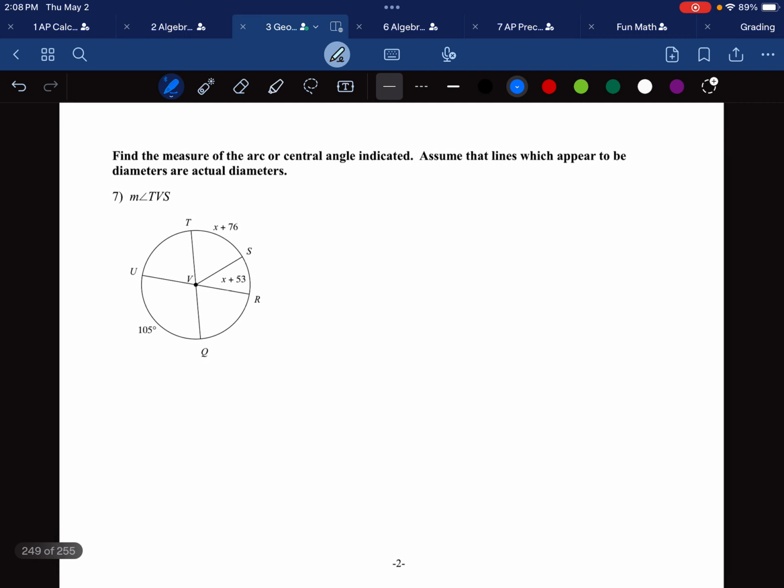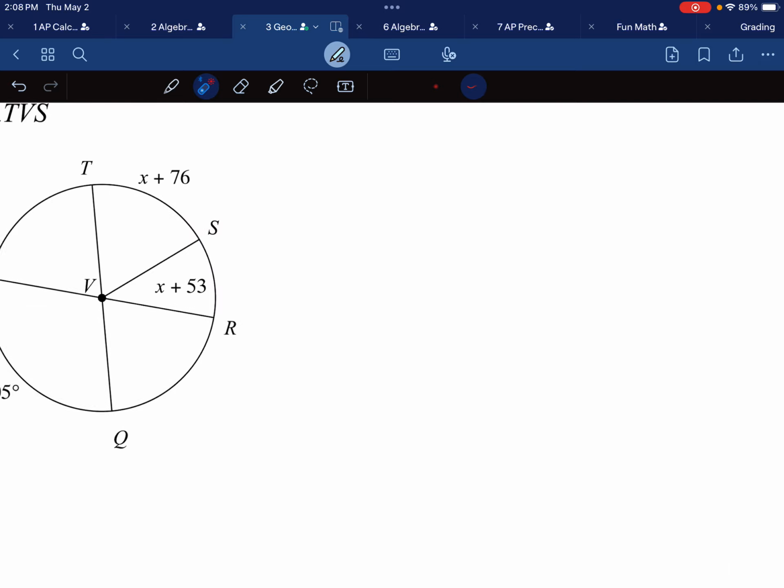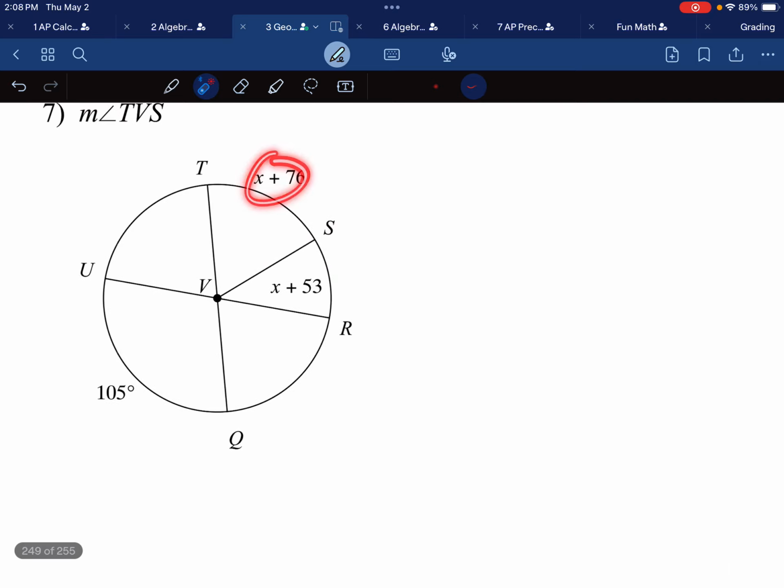Number 7. Find the measure of the arc or central angle. So we're looking for central angle, because it says angle here, not an arc above this. TVS, so it's talking about this angle right here, which is the same as the arc measure, x plus 76. So what we're really trying to find is x plus 76. Don't just solve for x, we'll find x and then we'll plug it into here.